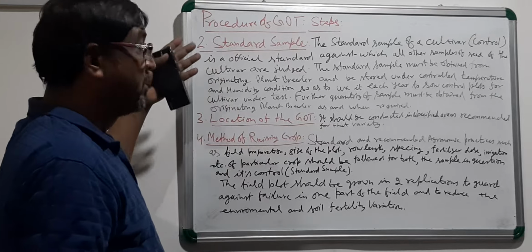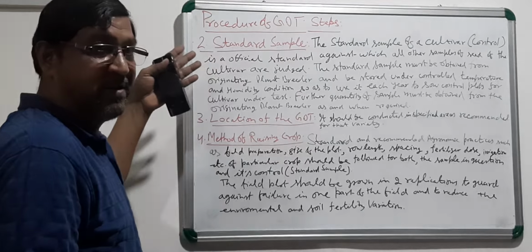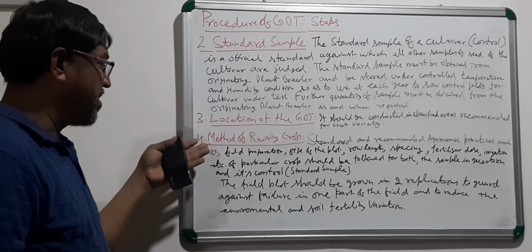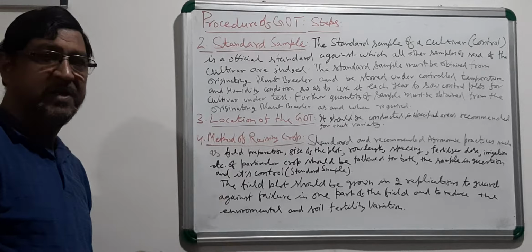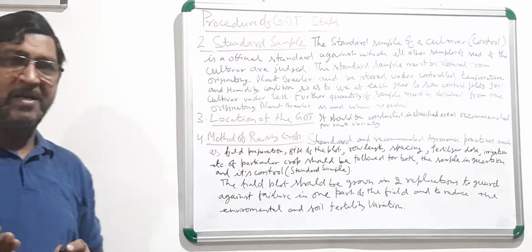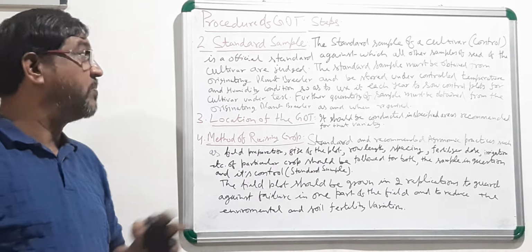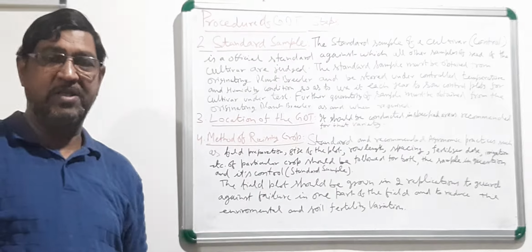So this is what I have already dealt with: the sampling, then the standard sample, then the location of the GOT, then the method of raising. I will be coming in the next video to the rest of the topics of the grow-out test. Thanking you very much.